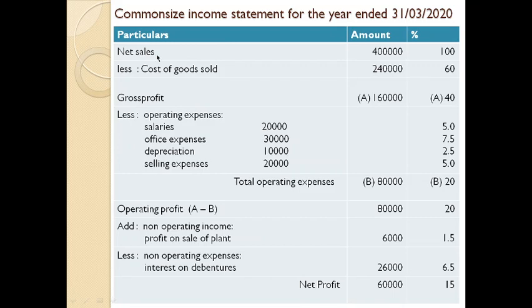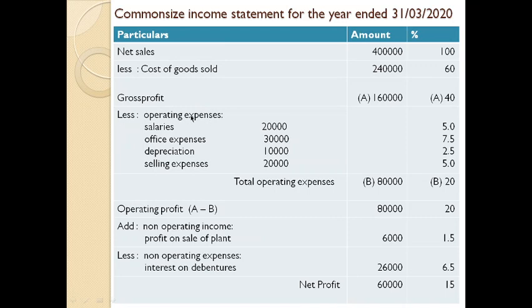Next, from net sales, you need to deduct cost of goods sold, you will get gross profit. Sometimes gross profit may be specified in the question or may not. But while preparing the common size statement, you need to specify all these. Here gross profit is 4 lakh minus 2,40,000, that is 1,60,000. Same case, you need to find the percentage, 1,60,000 divided by net sales, 4 lakh into 100, you will get 40%.